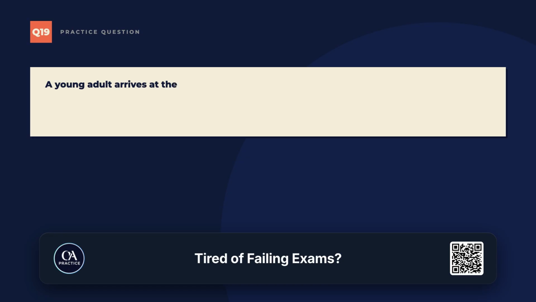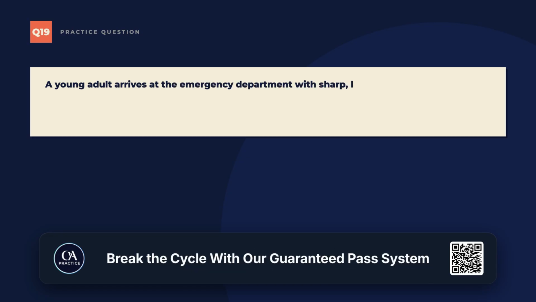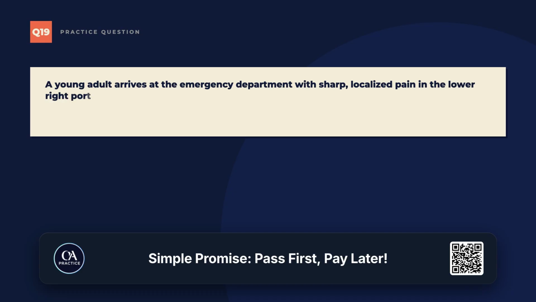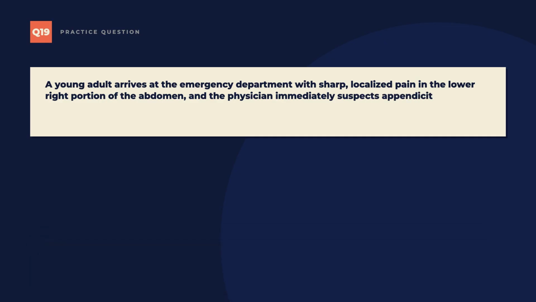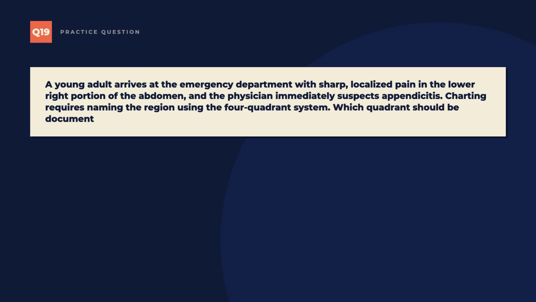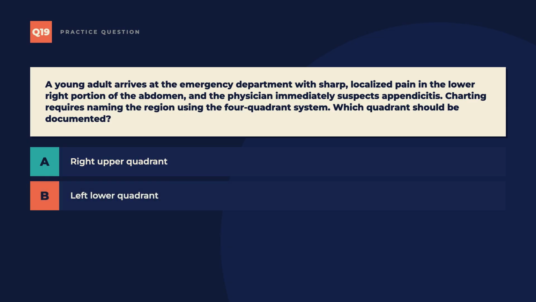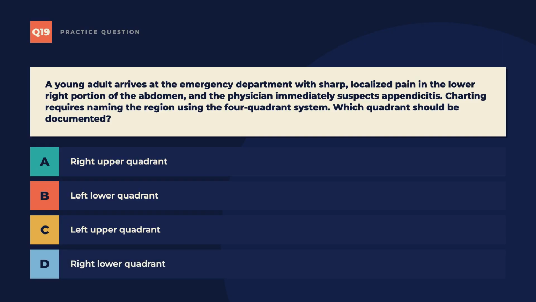Question 19. A young adult arrives at the emergency department with sharp, localized pain in the lower right portion of the abdomen, and the physician immediately suspects appendicitis. Charting requires naming the region used in the 4-quadrant system. Which quadrant should be documented? Your options are A. Right upper quadrant, B. Left lower quadrant, C. Left upper quadrant, D. Right lower quadrant. Before I reveal it, which one do you think is right?